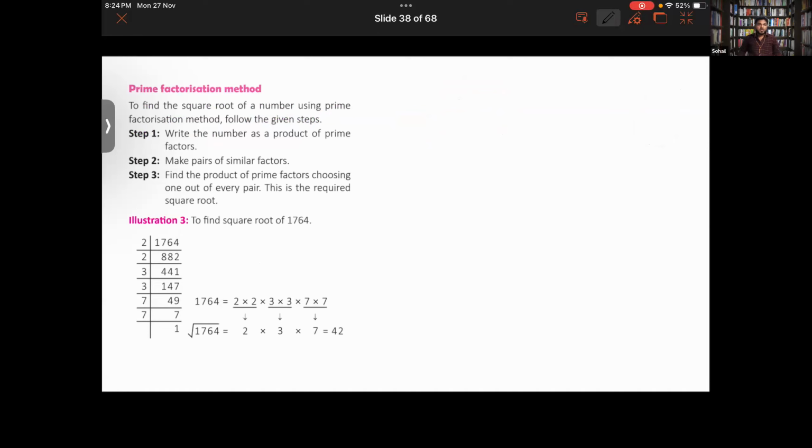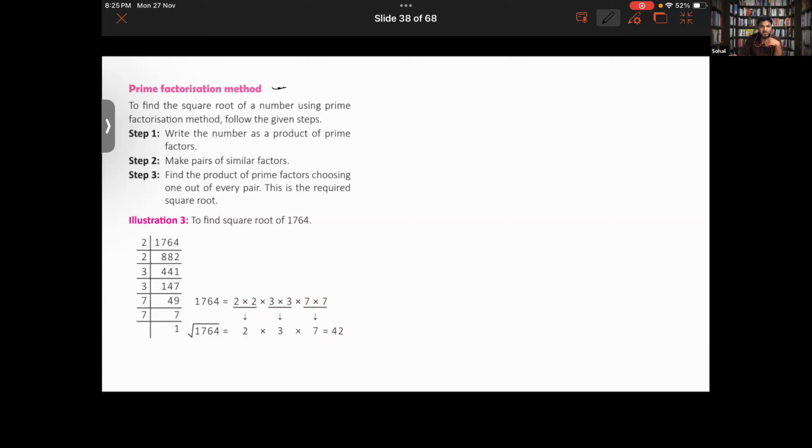Okay. Now, there was a prime factorization method as well in order to find the square root of a number, right? See, you have a number 1764. We need to find its square root. So we are doing the prime factorization here. By prime factorization, I can see 1764 is a perfect square number. So we are getting pairs of prime factors like 2, 3, and 7. We are getting their pairs on prime factorization. So thereby I'm getting 42.